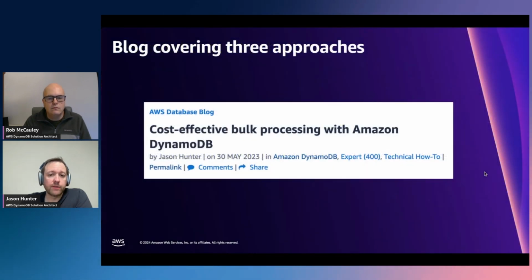And so then there's a blog here, cost-effective bulk processing. It actually shows 3 approaches. The reserved capacity is just one. There's a couple other ones that you could use if you want to do really massive scale. Less than 1 billion items, but above 1 billion items, yeah, you're going to want to bring out the creative approaches to get the writes done.